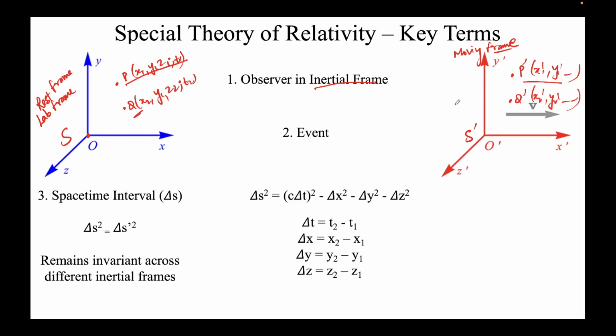So what is the formula? The formula is this: delta s squared equals, this is called the time interval, and this is called the space interval. And the total term delta s squared is known as the space time interval squared.